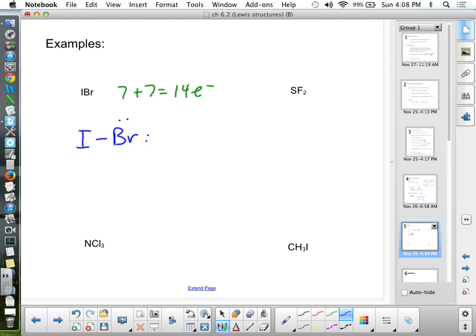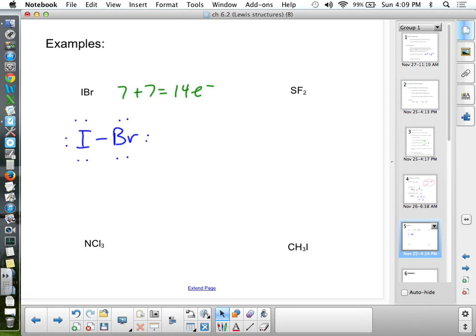1, 2, 3, 4, 5, 6, 7, 8, 9, 10, 11, 12. By doing so, I've used up all 14 of my valence electrons, and I have satisfied the octets of both iodine and bromine. Each of the 2 atoms shares a pair of electrons with the other atom. Each of the 2 atoms has 6 unshared electrons in its valence shell for a total of 8 electrons in its valence shell. And that is the Lewis structure for that molecule.